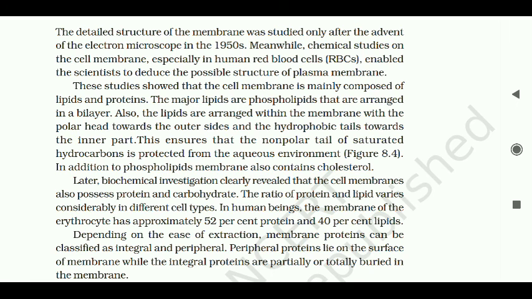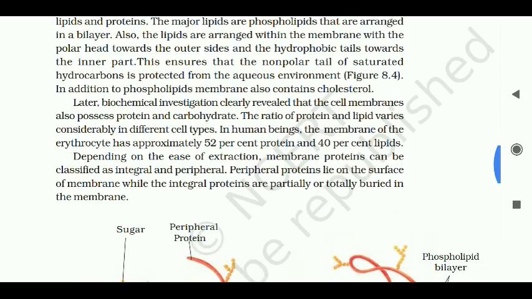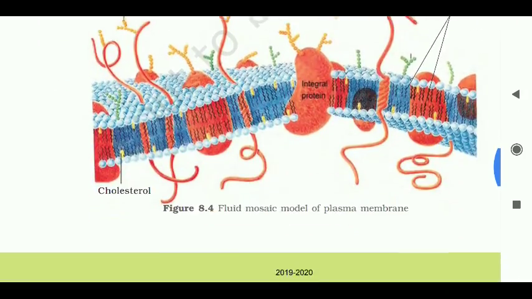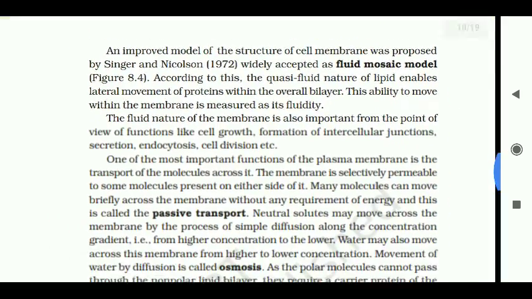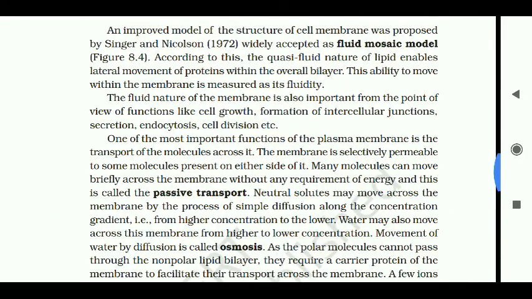Depending on the ease of extraction, membrane proteins can be classified as integral and peripheral. Peripheral proteins lie on the surface of the membrane, while the integral proteins are partially or totally buried in the membrane. An improved model of the structure of the cell membrane was proposed by Singer and Nicolson in 1972, widely accepted as the fluid mosaic model. According to this, the quasi-fluid nature of lipid enables lateral movement of proteins within the overall bilayer. This ability to move within the membrane is measured as its fluidity.